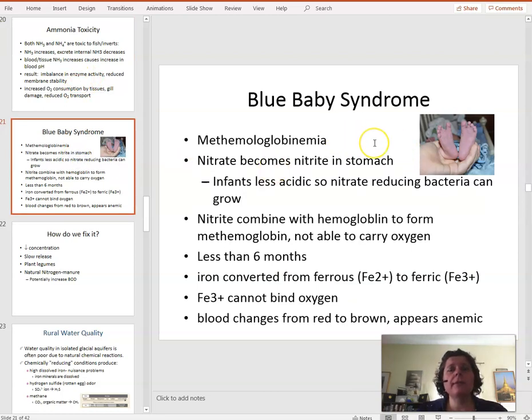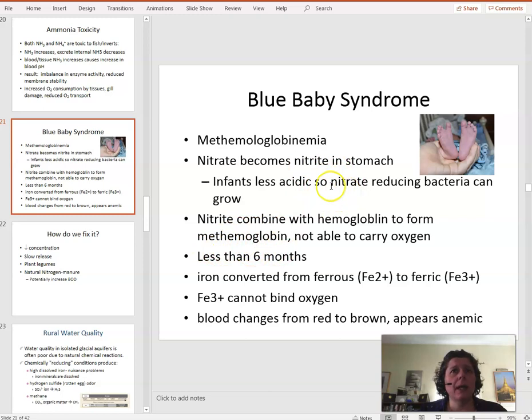One of the big problems with nitrates in the environment is blue baby syndrome. So you can see a little picture here. Blue baby syndrome is what happens especially with infants under the age of 6 months old. Babies under the age of 6 months old have a different form of hemoglobin in their body, so they cannot carry the oxygen the same way we do.